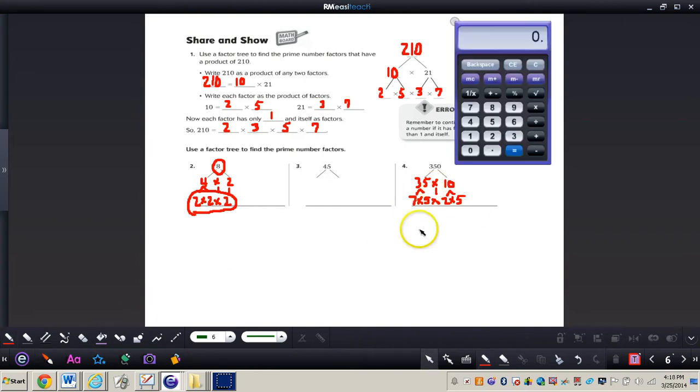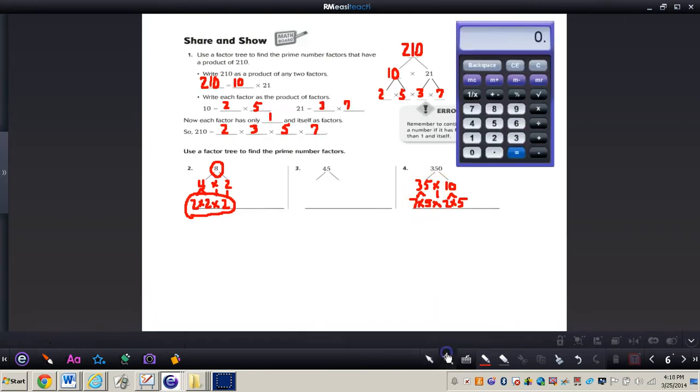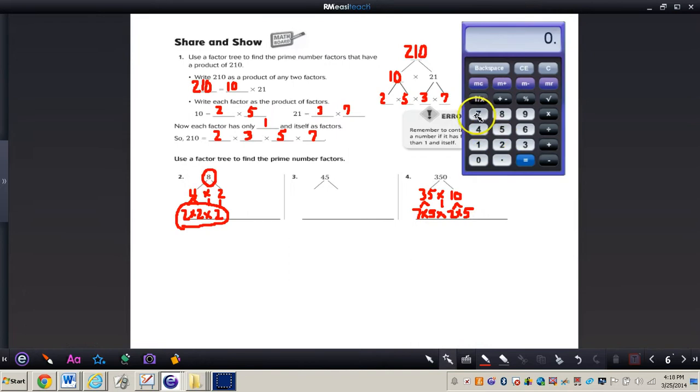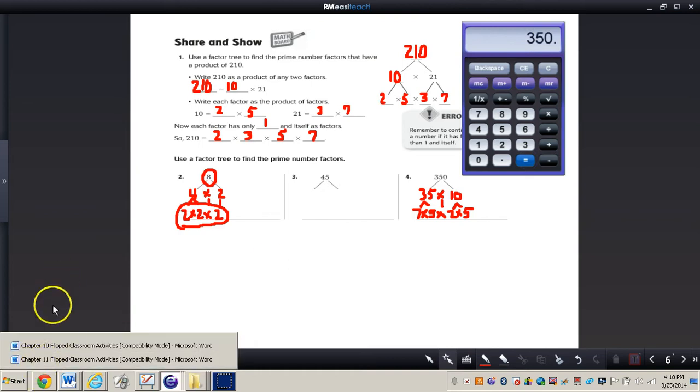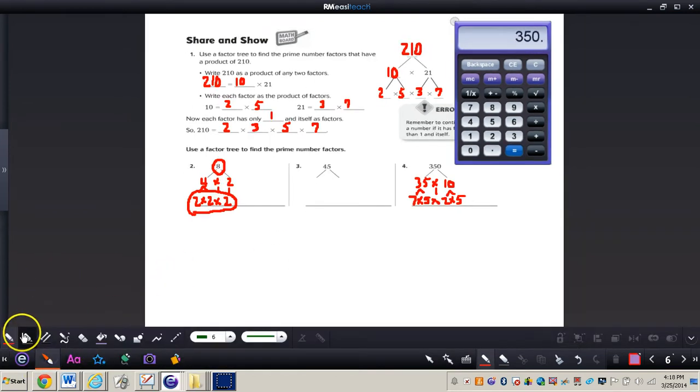Okay. Now we know all these numbers are prime, but if we want to check it, we could just multiply 7 times 5 times 2 times 5, and that gives me 350, and that's the number I started with. Okay, so what I will do now is write these from least to greatest. I have 2 times 5 times 5 times 7.